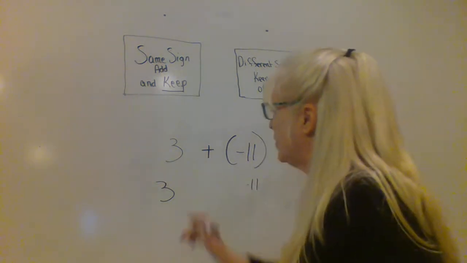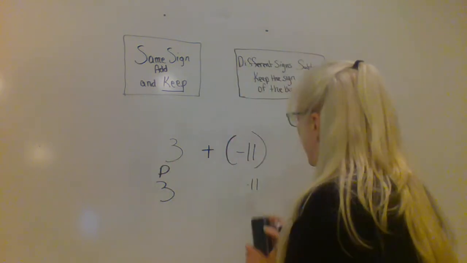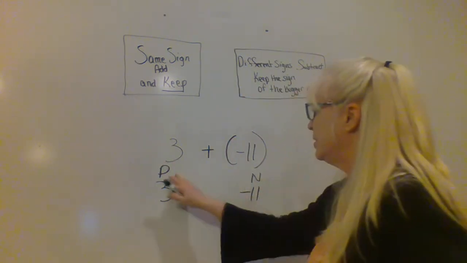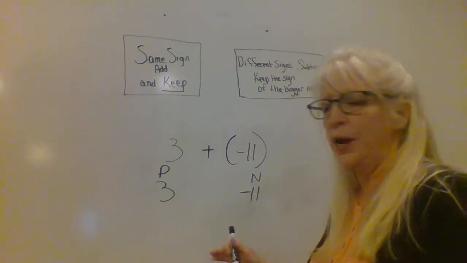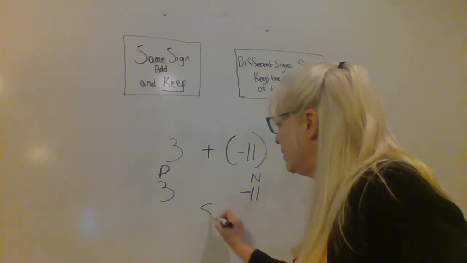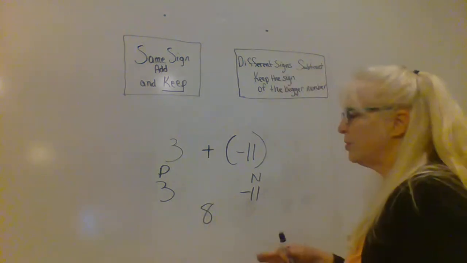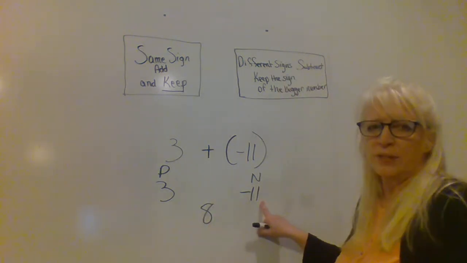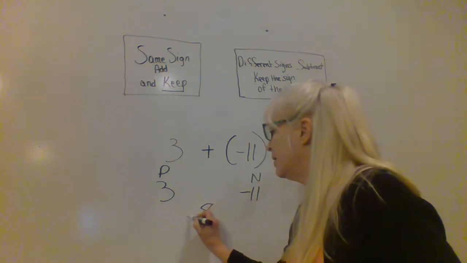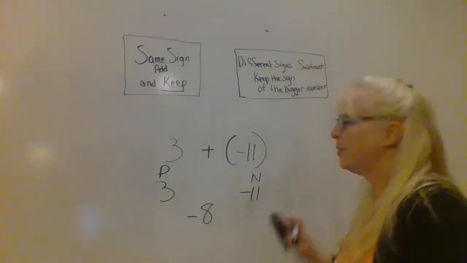So now I have a 3, which is positive, and I have an 11, which is negative, and you can see they're different signs, so I'm going to subtract them. And let's see, 11 and 3, if I subtract them, that's going to be 8. And then it says, which number is bigger, 3 or 11? Well, the 11 is bigger, and so I'm going to take the sign from the 11 and move it to the 8, so it's negative 8. Let's take a look at one more.